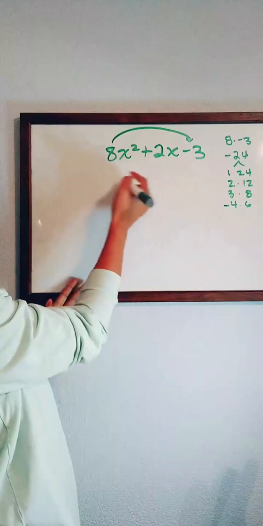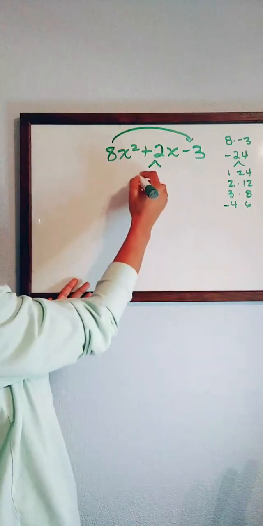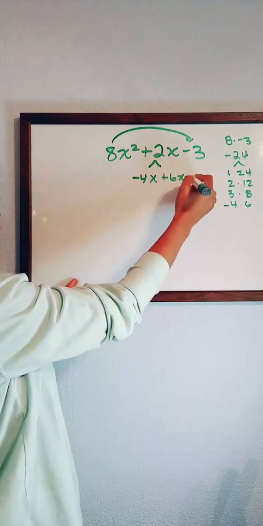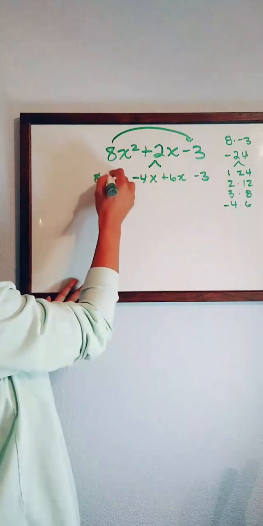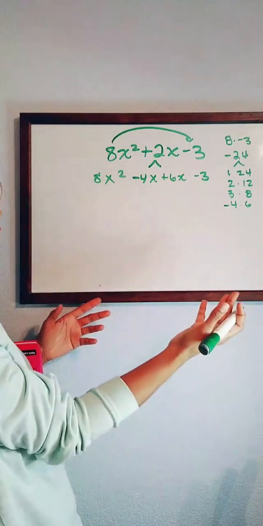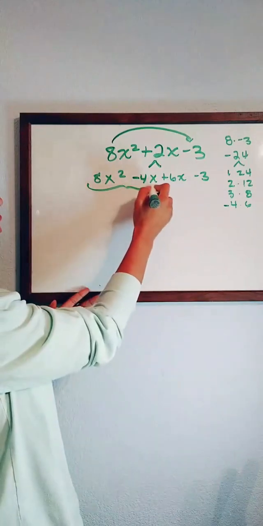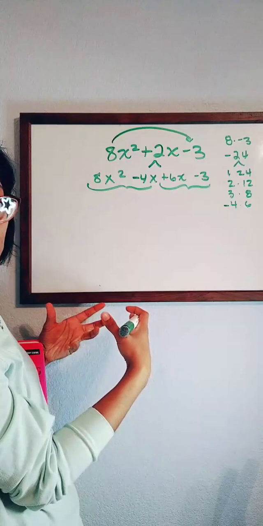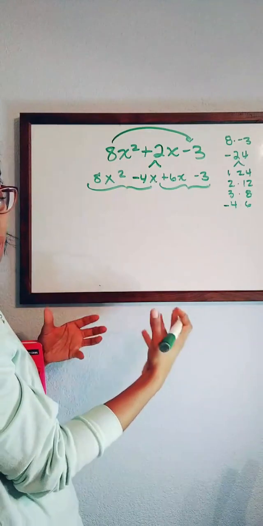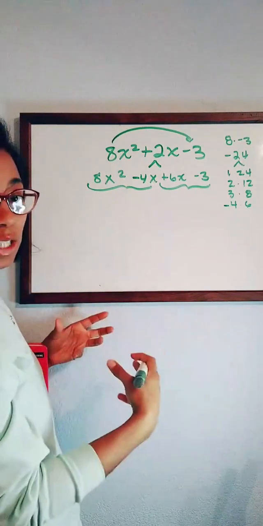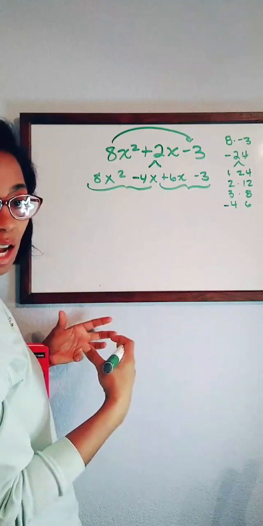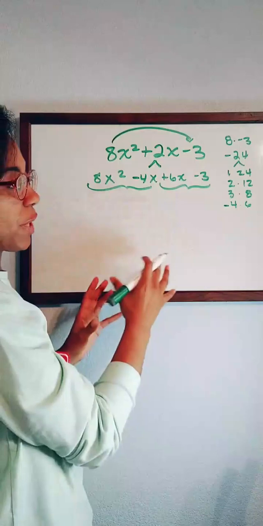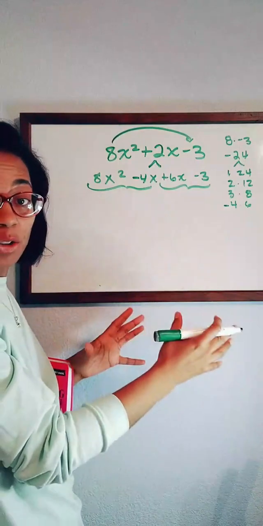Now, what I'm going to do is just rewrite this middle term as a -4x and a +6x, then -3, and then 8x squared. It's called factor by grouping, where you're going to group your first 2 terms together and your last 2 terms together, and you're going to factor out the GCF. Does that make sense? Anytime you're factoring, you're always pulling out the greatest common factor, okay? So what I did is just create a 4-term polynomial so I can factor by grouping.